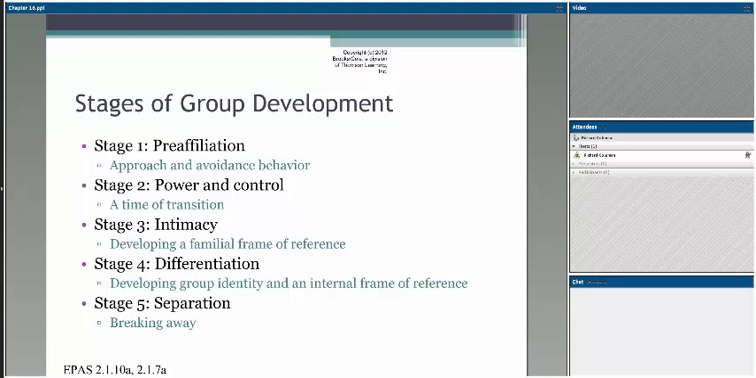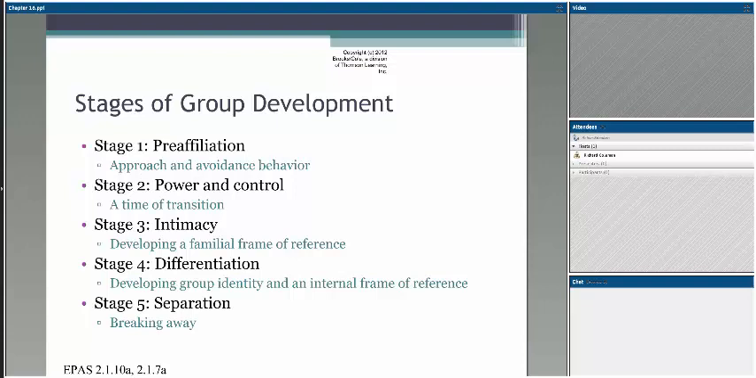So when we think about the development of the group, different authors have slightly different takes, but basically they're fairly similar. This particular author of this text, Hepworth, looks at the stages in a slightly different way than the coursework that's laid out for your group work that talks about beginning, middle, and ending stages of group. And this breaks it into 5 different aspects. So again, looking at that group development through pre-affiliation, power and control, intimacy, differentiation, and separation. These are all phases that the groups will go through as they begin to develop.